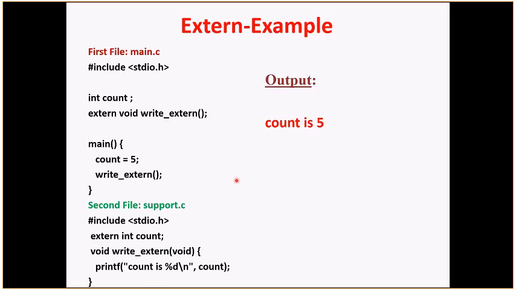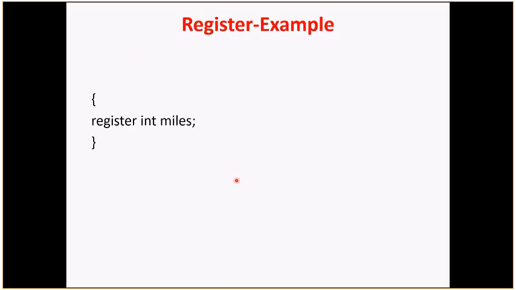Next example is the register storage class. The register storage class is used to define local variables that should be stored in a register instead of RAM. This means that the variable has a maximum size equal to the register size and can't have the unary operator applied to it. The register should only be used for variables that require quick access, such as counters. It should also be noted that defining a register does not mean that the variable will be stored in a register. It means that it might be stored in a register depending on hardware and implementation restrictions.